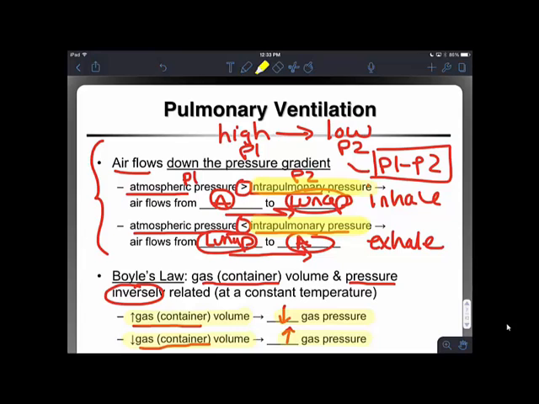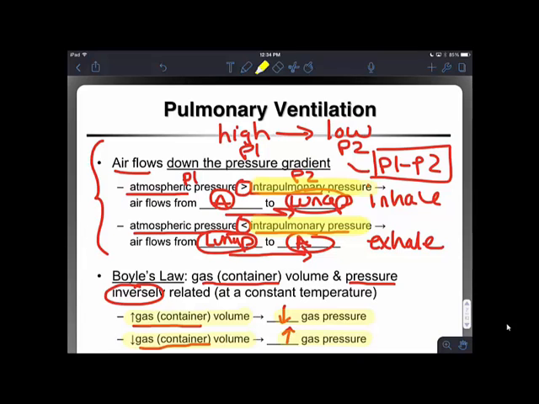Now remember that our lungs are containers that hold gas. Okay? So if we want to change intrapulmonary pressure, we can do so by changing the volume of our lungs. And when you inhale and exhale, your lung volume is changing. Your lungs are expanding, your lungs are contracting. When they expand, the volume of the lungs gets bigger, and therefore the pressure of the gases in your lungs is going to get smaller.